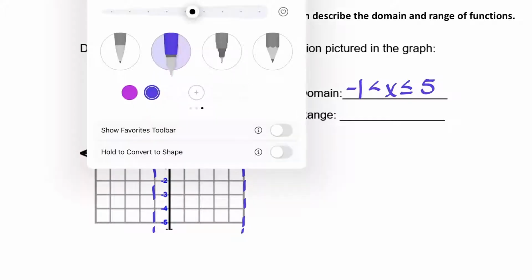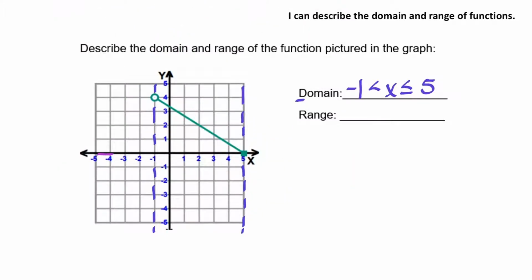Now let's talk about the range. So I'm going to draw in a line at the lowest value and then the highest value. The lowest value is not written on this graph, but we know that everywhere along the x-axis, y equals 0. So that lowest value in the range is going to be 0. I have a filled in circle there, so I'm going to write less than or equal to, and then range goes with y, so I write y. Then my highest value is at y equals 4. So I'm going to write 4. I have an open circle there, so I'm going to write less than. Okay, so those are my domain and range.